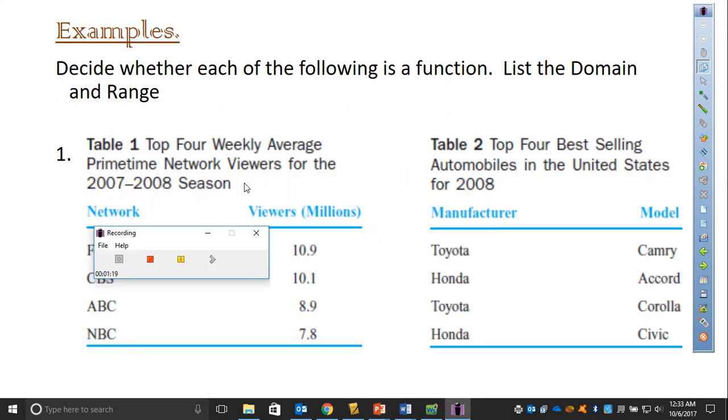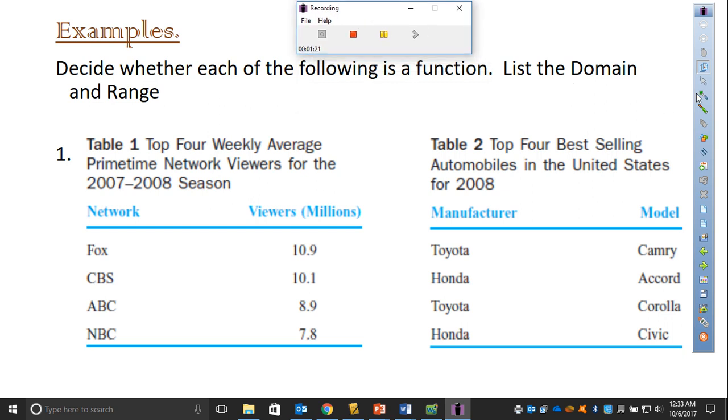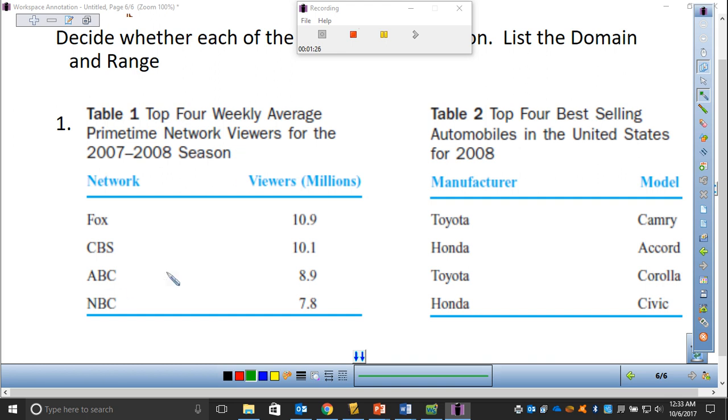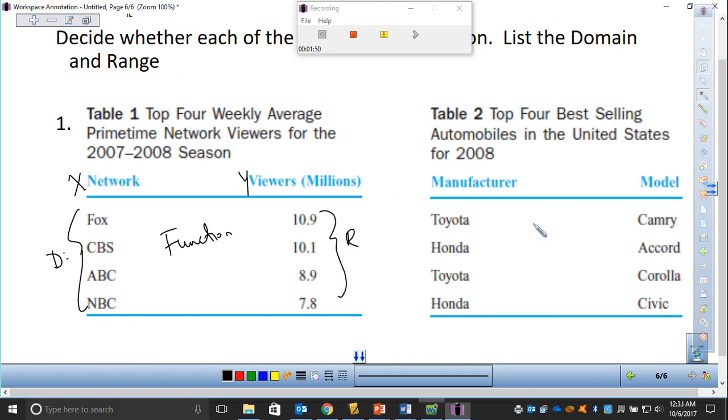So a couple examples here. We'll start off with some general ones with a couple charts. I have these two tables. This first one is called the network. Call those the x's. Call the viewers the y's. If I'm looking at this as my x's, none of those repeat. So yes, this is a function. If I was talking about the domain, all the x's listed would be the domain. This right here would be the range.